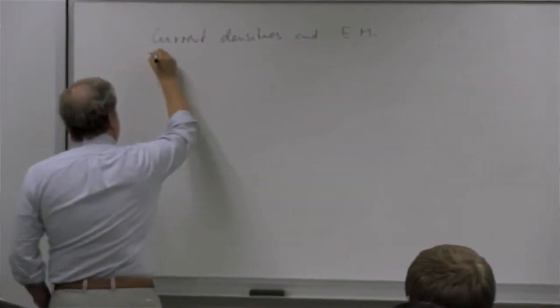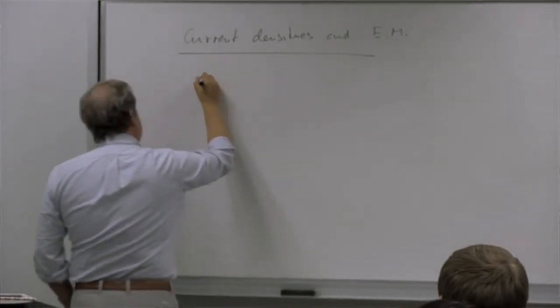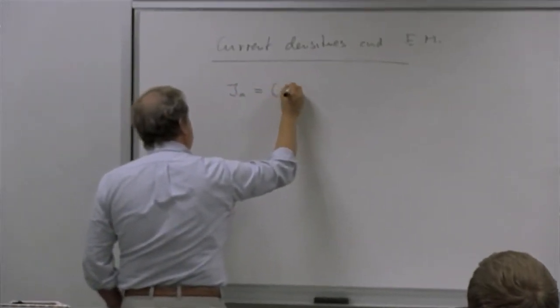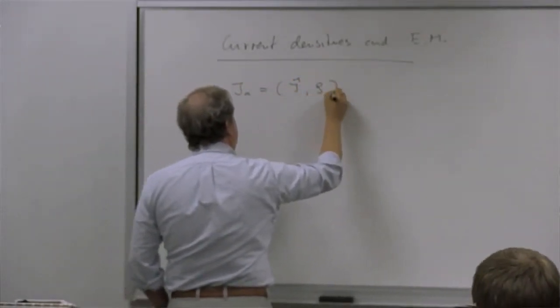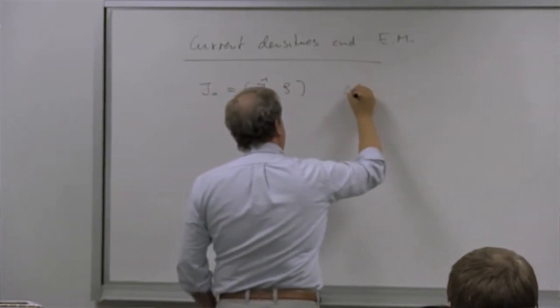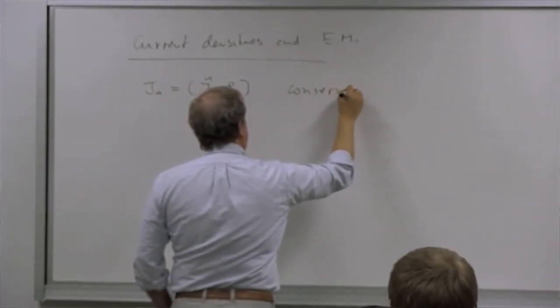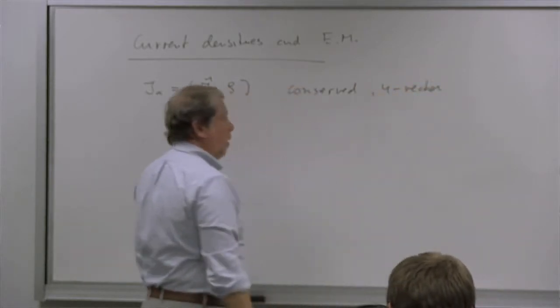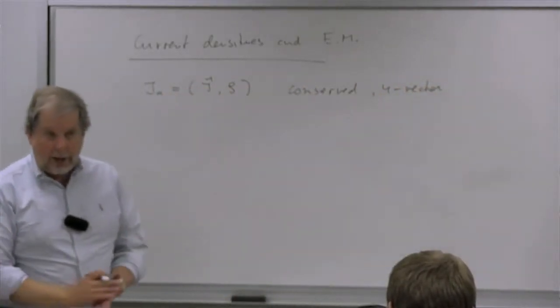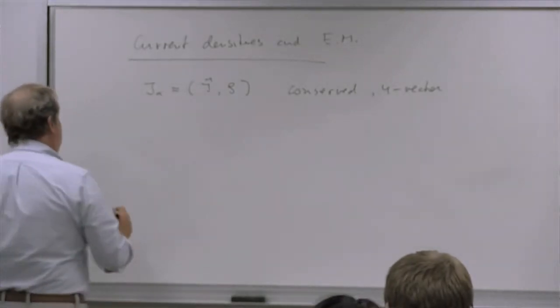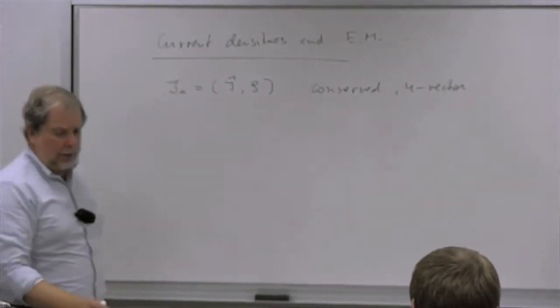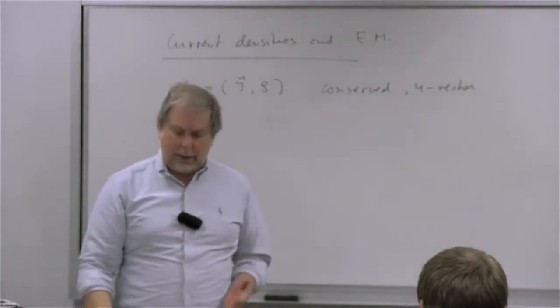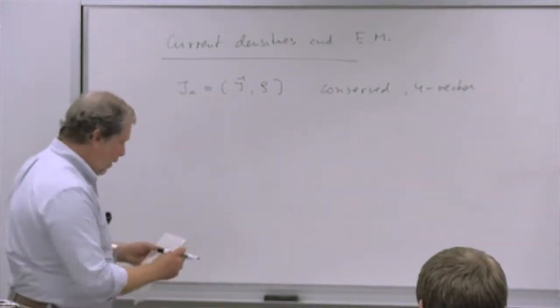Right? So we have dealt with this J alpha, which is the J and the rho, which is a conserved 4-vector. And now we have to deal with the other half of the problem, which is electromagnetism, or Maxwell's equations, because we want to couple this particle to the electromagnetic field.